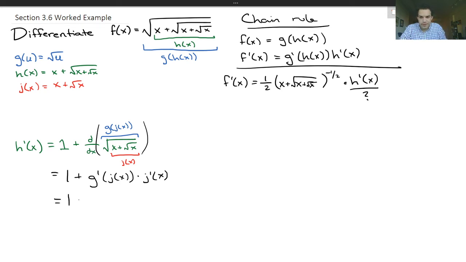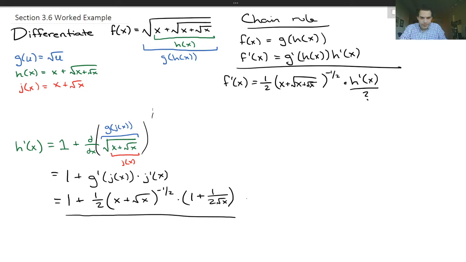So this is going to be 1 plus g prime of j of x. That's 1/2, keep j of x the same, x plus square root of x to the negative 1/2 power, times j prime of x, which is just 1 plus 1 over 2 square root of x. Okay, which is the same as 1/2 x to the negative 1/2 power. But I'm trying to, as much as I can, keep this in terms of writing things as square roots, because that'll make it look a little bit nicer at the very, very end. Okay, so this is now our h prime of x.